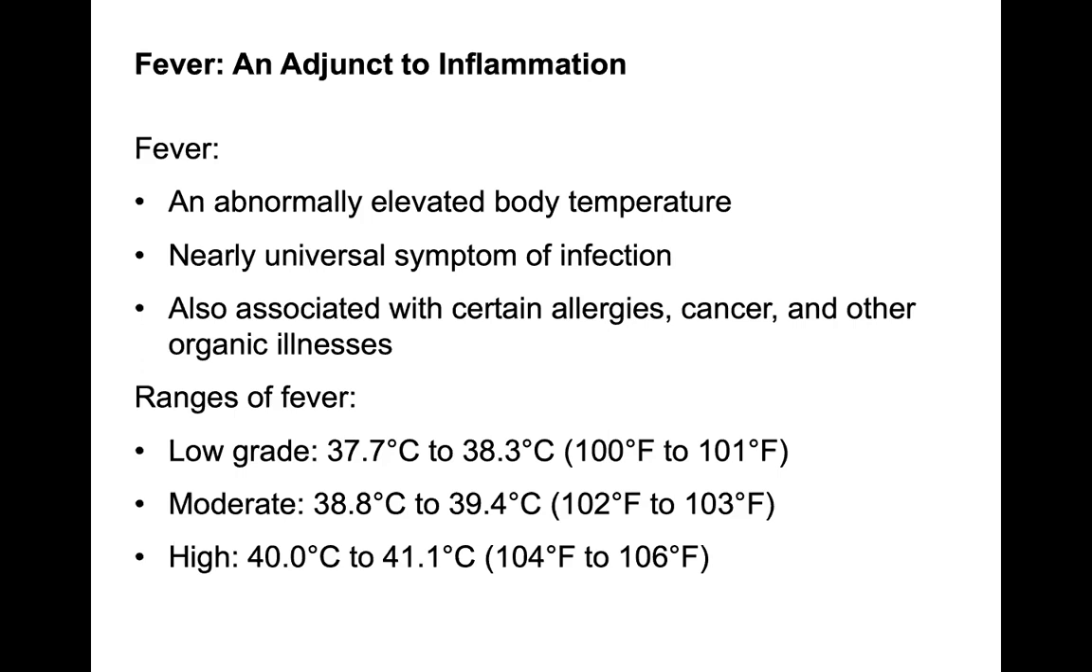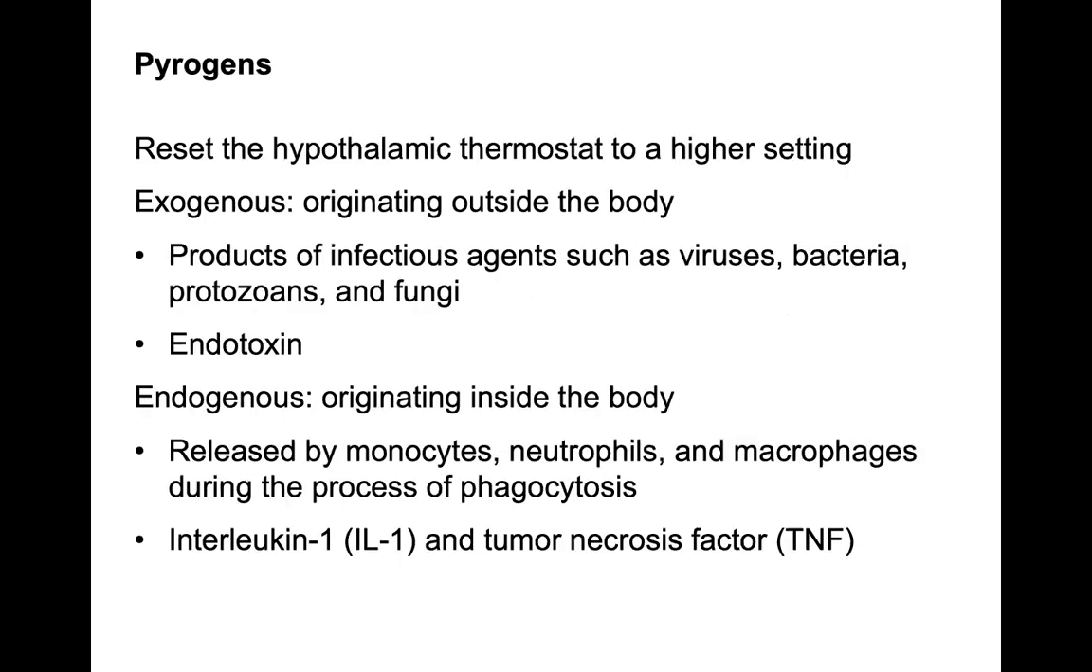For the ranges of a fever, you have a low-grade fever, which is between 100 and 101 degrees Fahrenheit. Moderate is 102 to 103, and a high fever is 104 or higher. High fevers need to be addressed as they can lead to death if they're not brought under control. A group of chemicals called pyrogens will reset the hypothalamic thermostat, your body's thermostat found within the hypothalamus, to a higher setting.